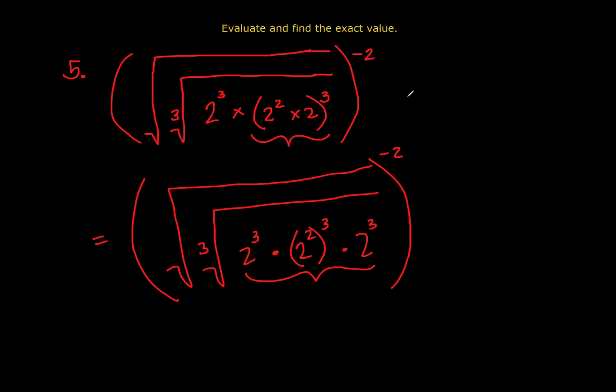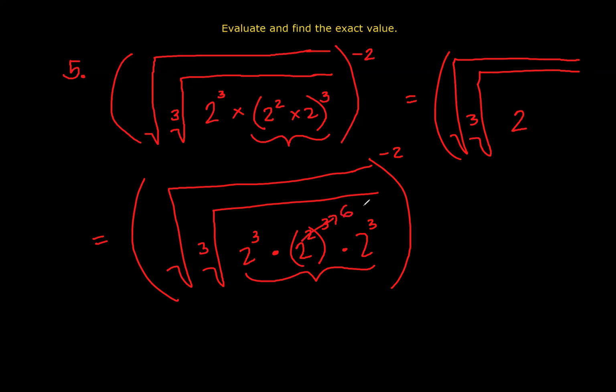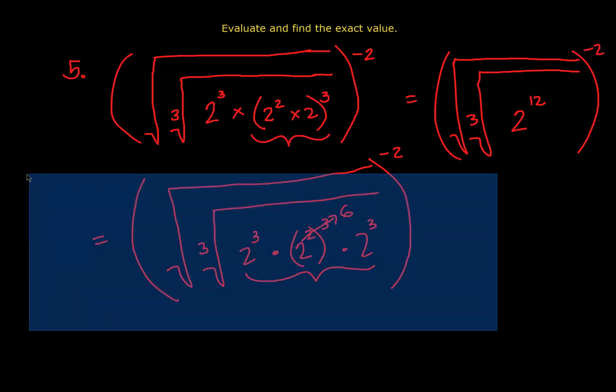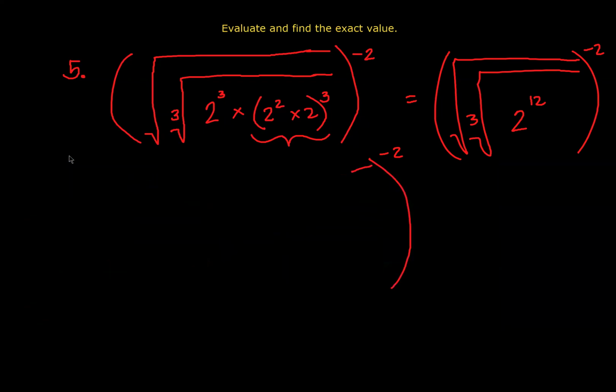This will now be equal to the cube root of, well, we have similar base of 2. Now here, this will become 6 already. So 3 plus 6 plus 3, that will be 9 plus 3, that will be 12. This will be raised to negative 2. That will be step 2. Let's go to step 3.